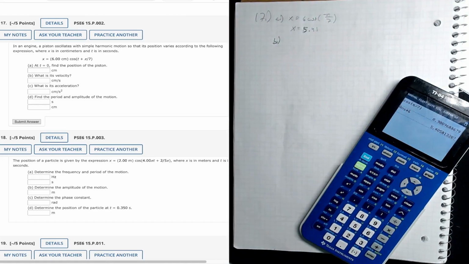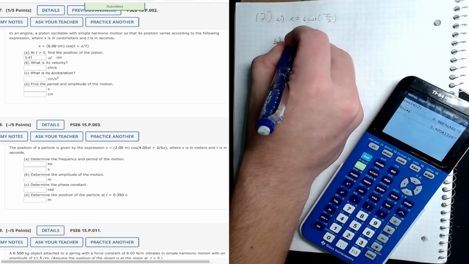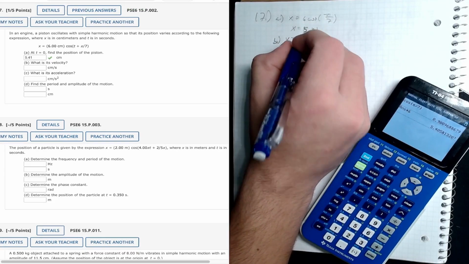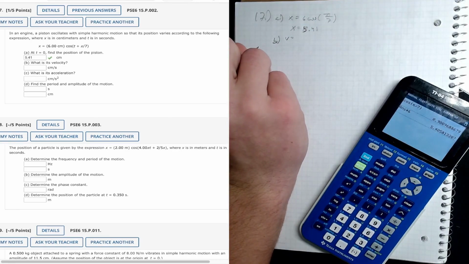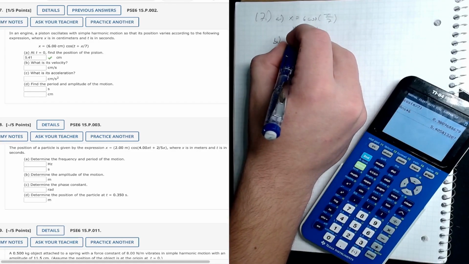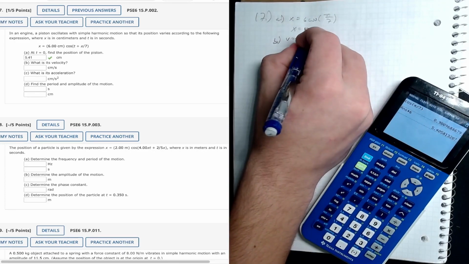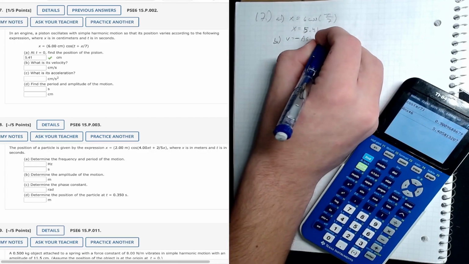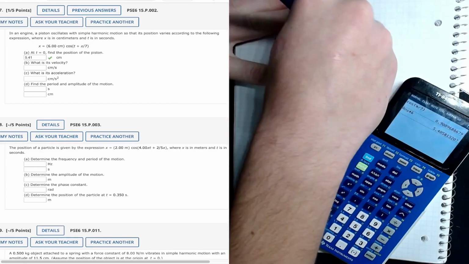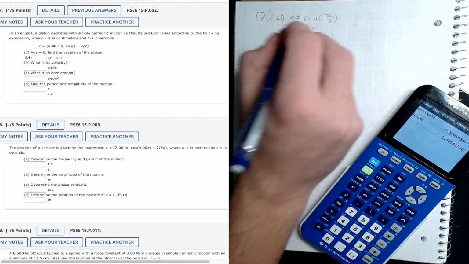Part B, let me just make sure that's right. 5.41 centimeters. Part B is going to be using the velocity equation, which is going to be a derivative of that, which is going to be w. It seems to be 1 in this case, w1, so negative w1 negative A sine of wt plus phi, where t is 0 in this case, so 0 plus pi over 7. Just like that, pi over 7.